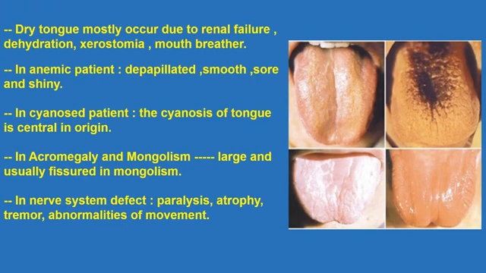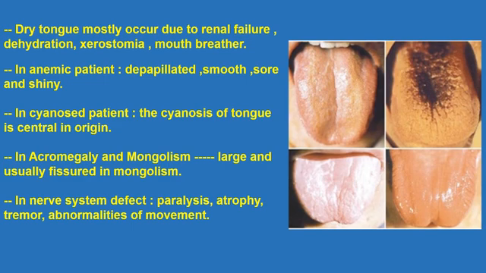Dryness of the tongue indicates the patient may have renal failure, and it also occurs in dehydration or xerostomia, which has many causes, or maybe in a patient who is a mouth breather. In an anemic patient, the tongue will be depapillated, smooth, sore, painful and shiny. In a patient with other problems, there is cyanosis. The cyanosis appears in the middle or central part as a bluish discoloration.